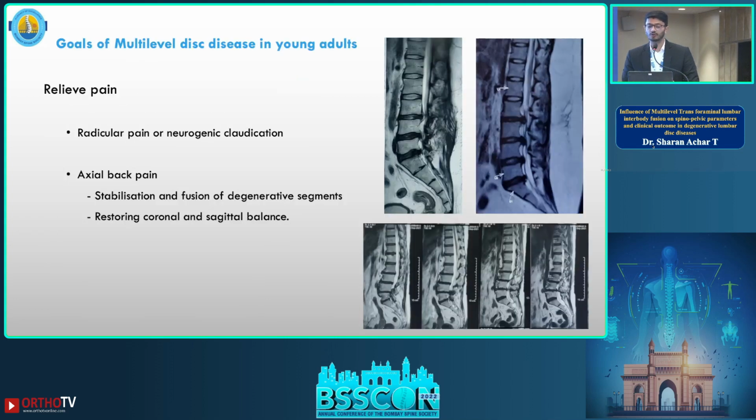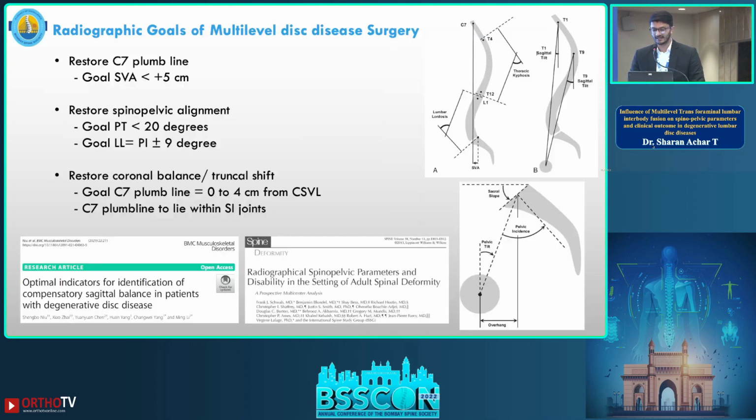So what's the goal of multi-level degenerative disc disease management in young adults? It's mainly to relieve their pain, either the radicular pain or the neurogenic claudication, and the axial back pain by doing stabilization and fusion of the degenerative segments and restoring the coronal and sagittal balance. So these are the well-known radiological goals of any fusion surgery.